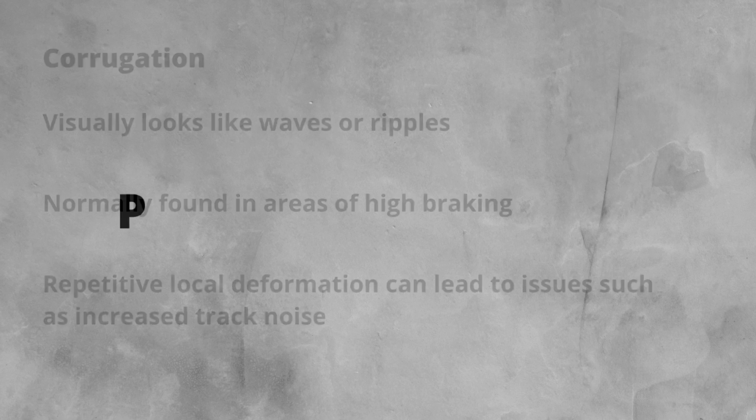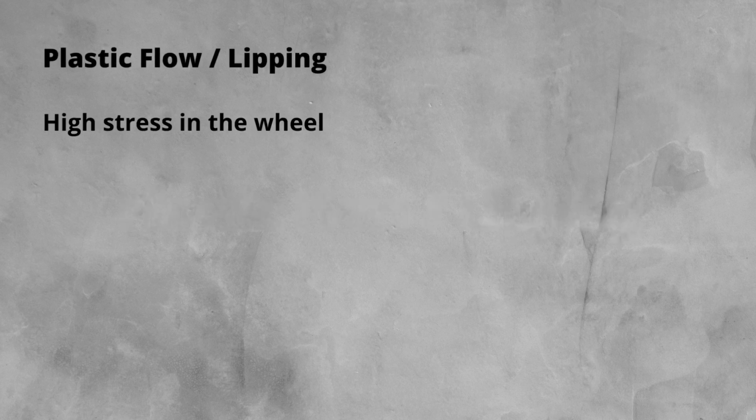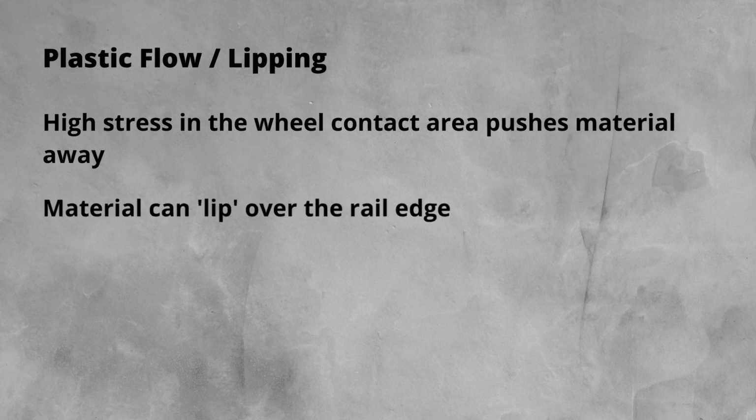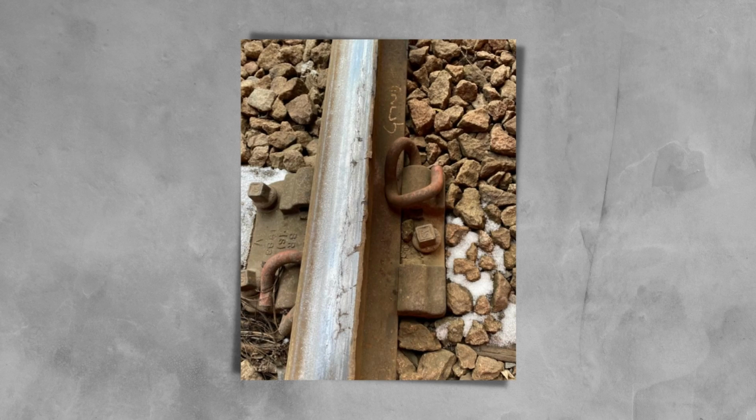Plastic flow or lipping. As we've already touched on, the action of a steel wheel passing over another steel surface can cause defects. As well as the cracks we have talked about, it can also lead to what is known as plastic flow. This is when the high stress of the wheel contact area pushes material away, like a paste. In material science, plastic means permanent, so the metal doesn't go back to its original location. Over time, this leads to metal flowing to the edge of the railhead, where it lips over. Known as lipping, this has a number of issues associated with it.